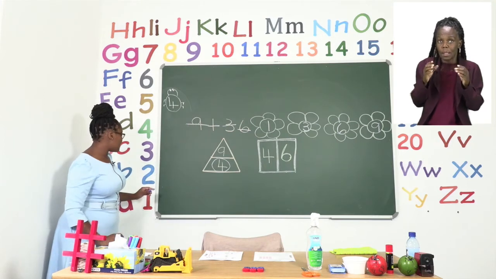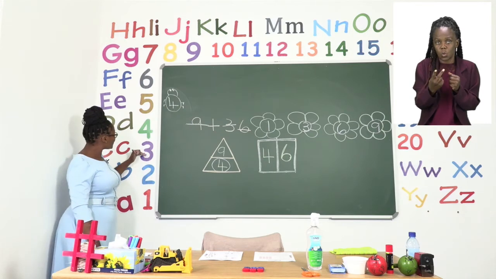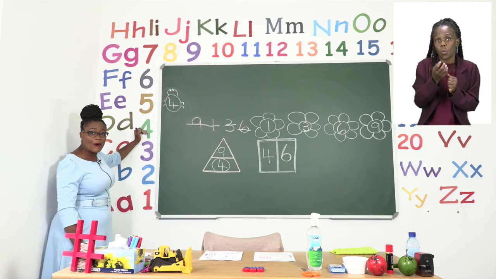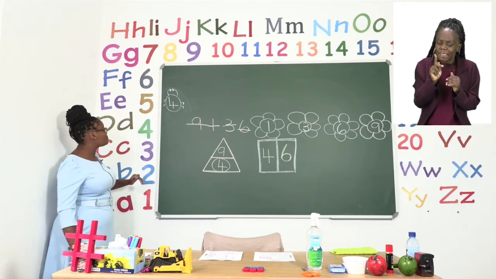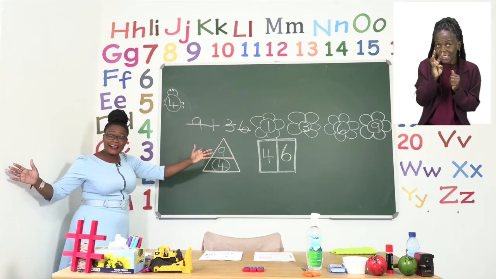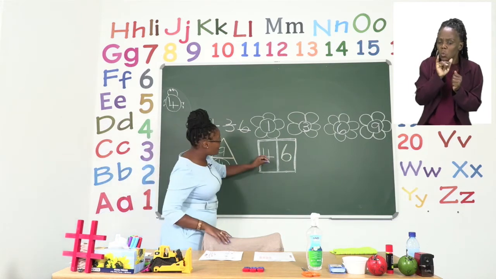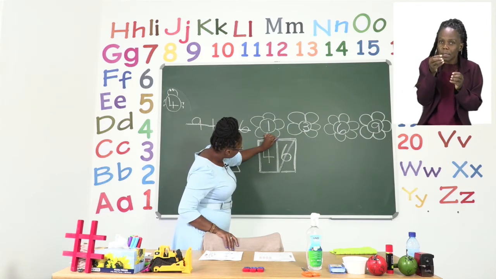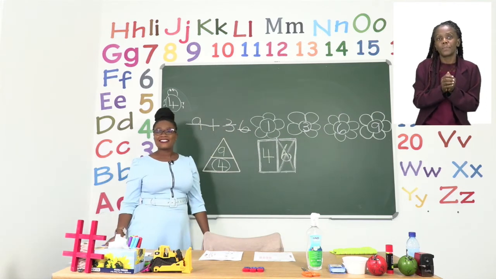So let us begin. 1, 2, 3, 4. We have gotten to 4. So that means 4 is the smaller number. And that means 5, 6 is our bigger number. So we are going to put a nice cross over the number 6. Here is our cross. Now we know which one is the bigger number.